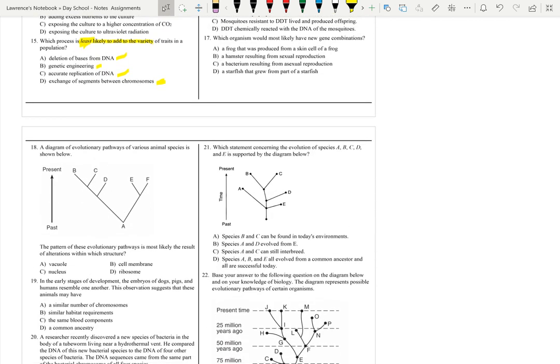17, which organisms are most likely to have new gene combinations? Pretty much, what is the best way to cause variation? That's what they test your knowledge of. Skin cell, sexual reproduction, a bacteria, asexual reproduction, a starfish that grew from part of a starfish, regeneration, which is a type of asexual reproduction. Skin cell reproduced by asexual reproduction. What's the one that stands out that creates variation? Come on.